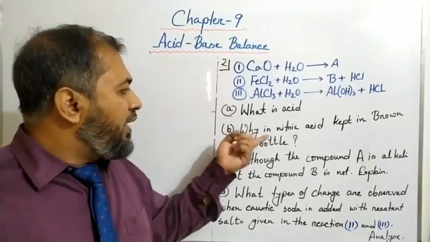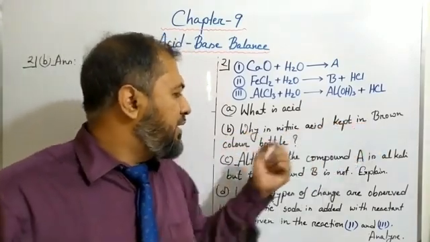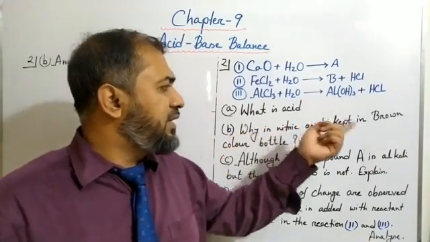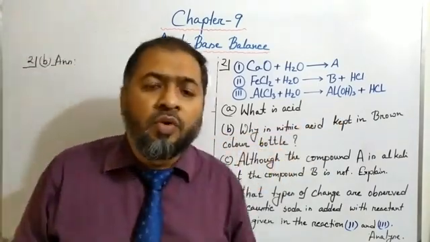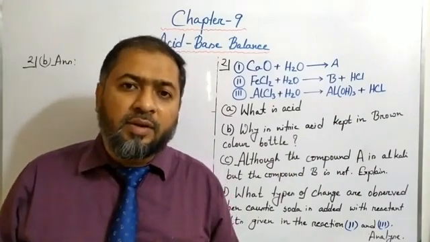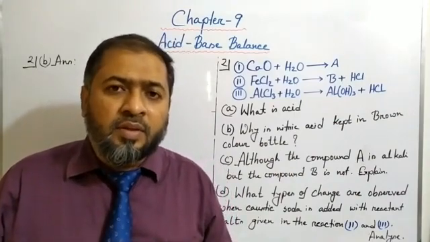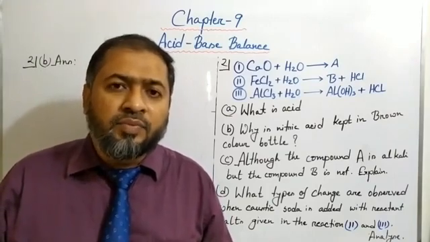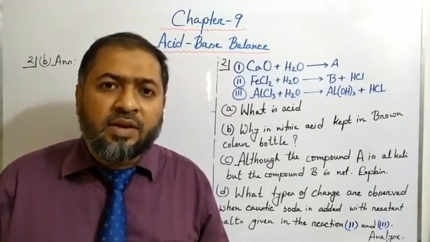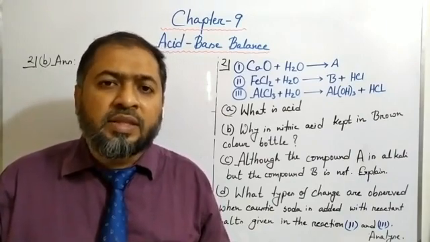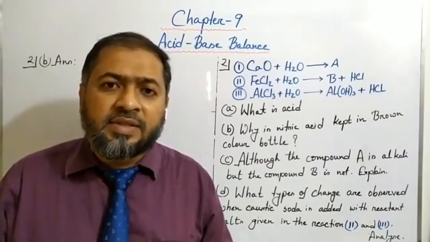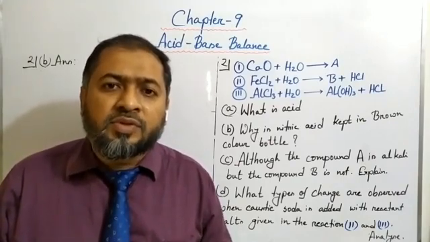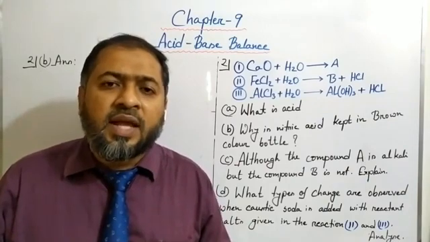Question B, why is nitric acid kept in a brown color bottle? So what is the role of the brown color bottle? A brown color bottle prevents light from entering inside the bottle, and nitric acid cannot be exposed to light. If nitric acid is exposed to light, it instantly decomposes and produces water, nitrous oxide and oxygen.